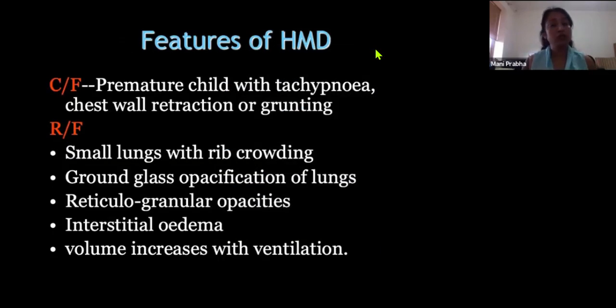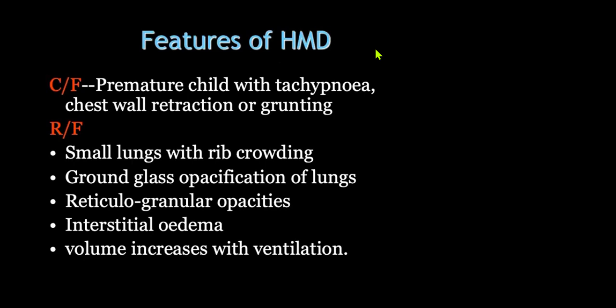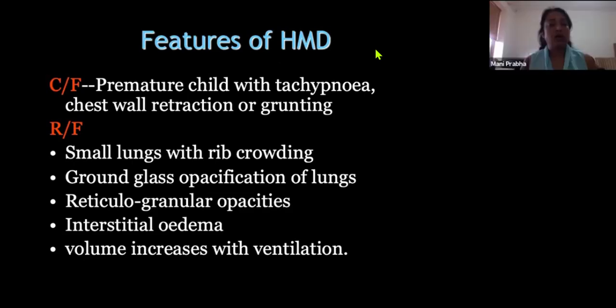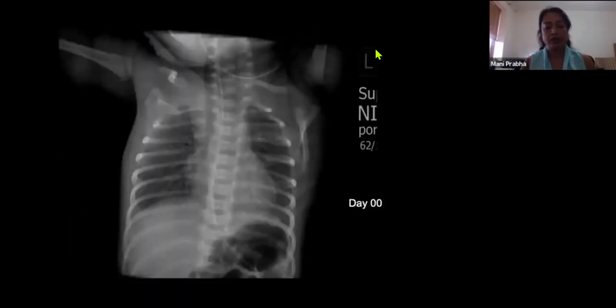So the radiological features of hyaline membrane disease, first the clinical features, the children are actually preterm child. They present with tachypnea, chest wall retraction, and grunting. Radiologically, we see small volume of lungs, which you rightly described, and with rib crowding, because the volume is less. There can be ground glass opacification of lungs, or they can be reticulogranular opacity. This is the buzzword which the examiner would like to hear. The second radiograph showed this reticulogranular opacity.